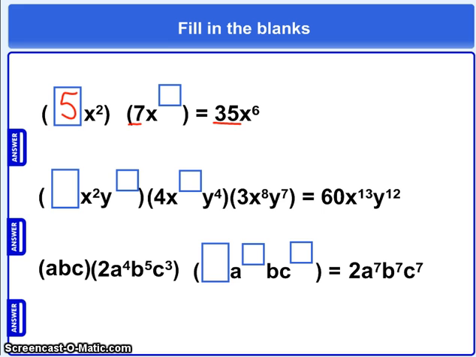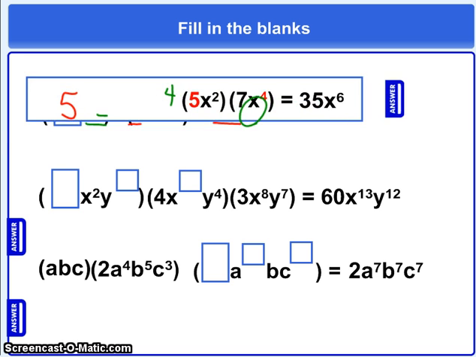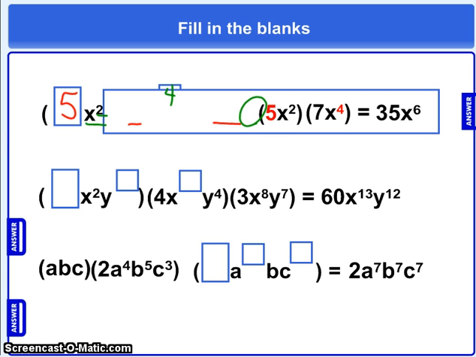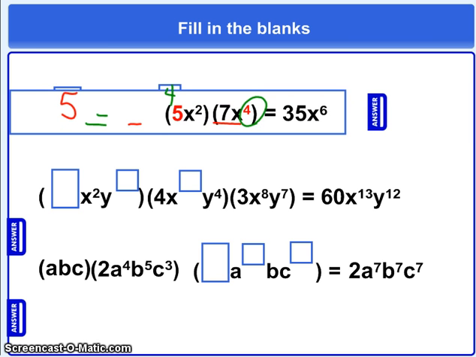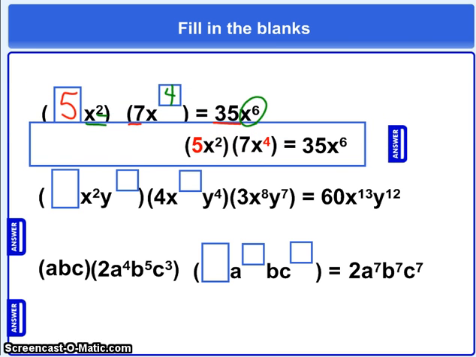Now focus on the x's. We have an x squared in the first term, and we do have an x to something. What we need to get is an x to the sixth. So adding your exponents, 2 plus 4 will give us a 6, and therefore you've got your answer. 5x squared plus 7x to the fourth equals 35x to the sixth. And we'll just bring it down there.